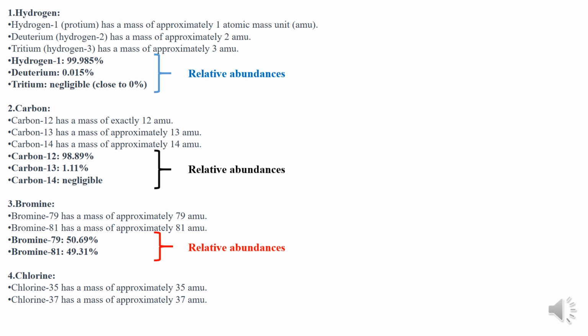Chlorine 35 has a mass of approximately 35 atomic mass units, and chlorine 37 has a mass of approximately 37 atomic mass units. And their relative abundances are in the ratio of 3:1. So around 75% of Cl35 isotope and 25% of Cl37 isotope.